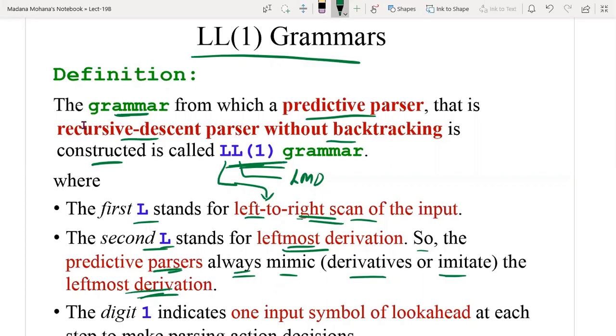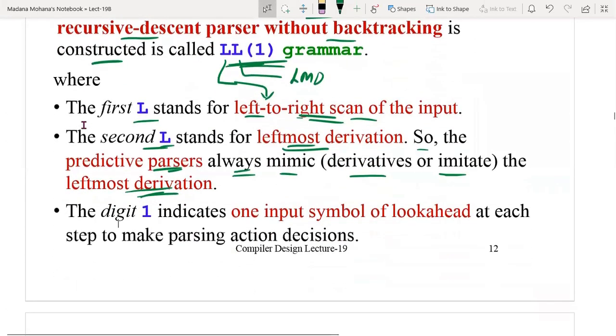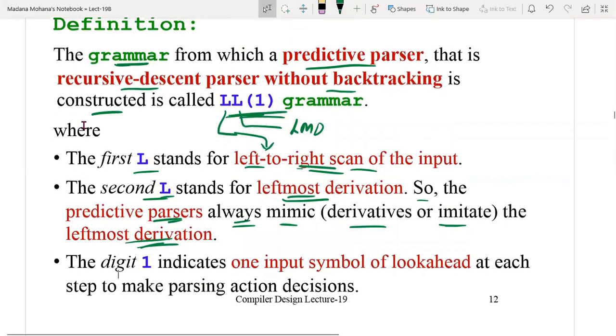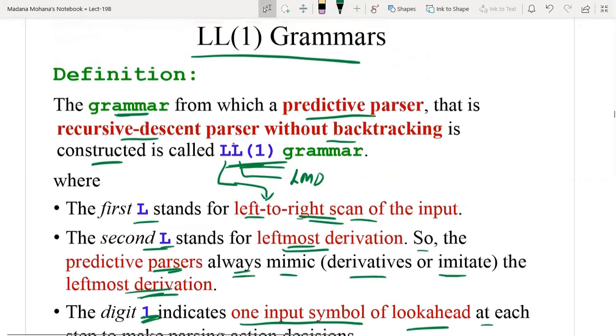Whereas the digit 1 indicates the number of input symbols. A minimum of one input symbol is required to do the parsing action. So the digit 1 indicates one input symbol of look ahead at each step of the parsing, which makes the parsing action decision. Compulsorily, a minimum of one input is required. That means one look ahead means one token to do parsing actions. So this is the simple definition of LL1 grammar.